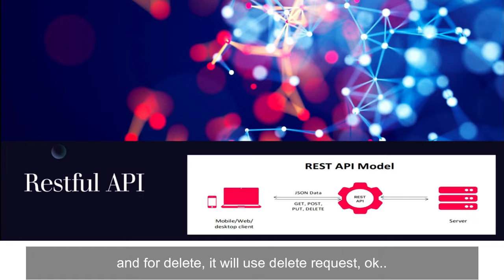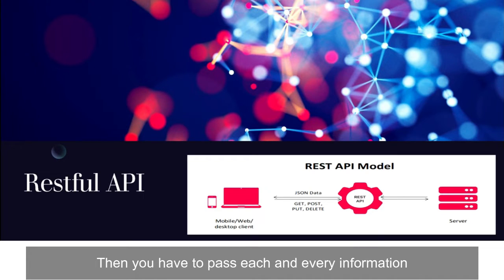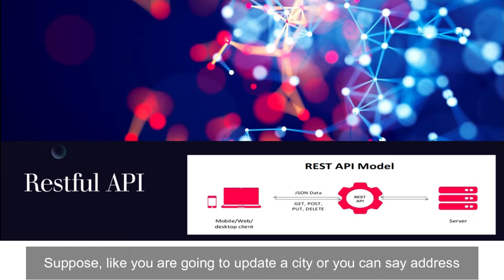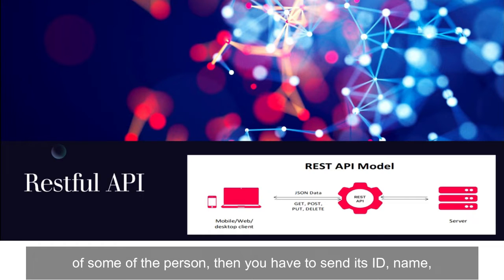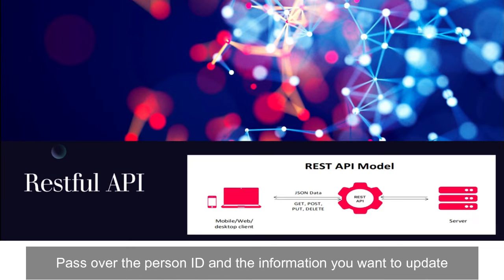Here we have PUT or PATCH. What is the difference between PUT and PATCH? If you are going to update something using PUT, then you have to pass each and every piece of information while updating. Suppose you are going to update the city or address of a person, then you have to send the ID, name, age, address, city, location, everything. But if you are using a PATCH request, then you just have to pass the person ID and the information you want to update.